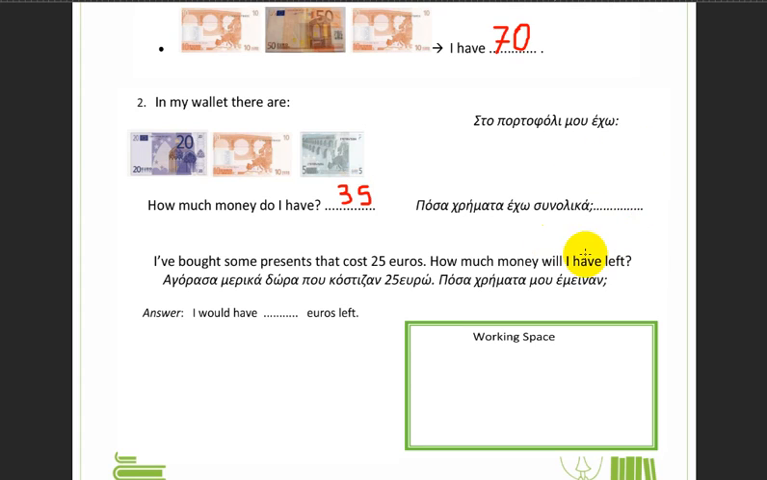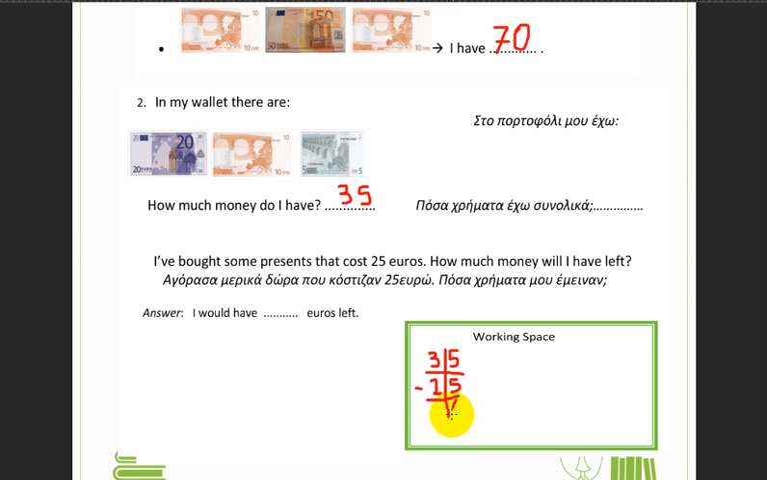Here it's just the same in Greek, so you don't really have to answer it. I've bought presents that cost 25 euros. How much money will I have left? Okay, well, that means that out of these 35 euros, I spent 25. Now, there are two ways you could go about this. One, you could say, well, I need to do 35, take away 25. So I would have to make a shape. And I'll do 35, take away 25.